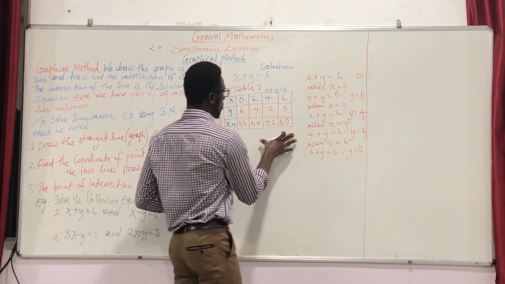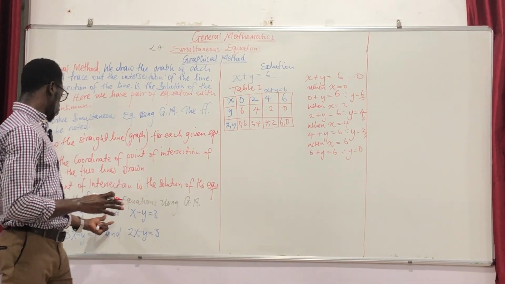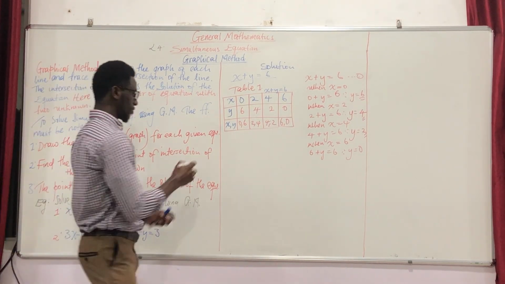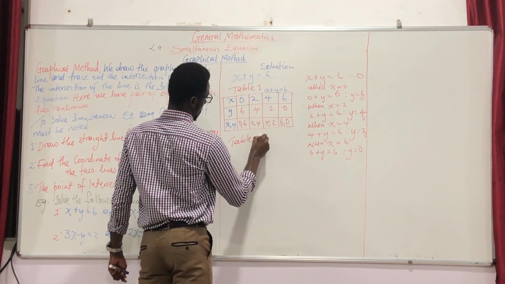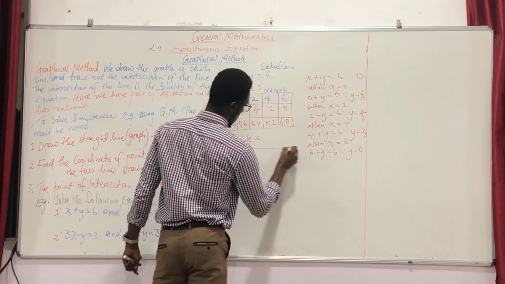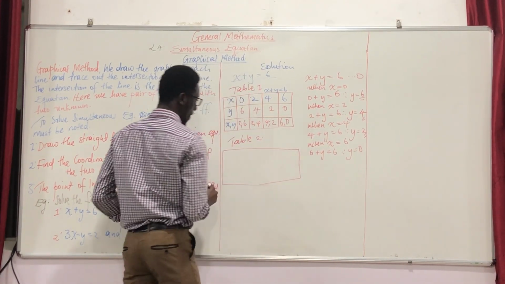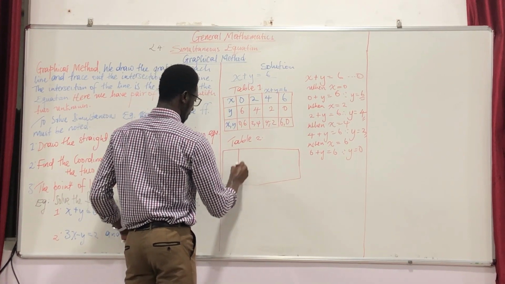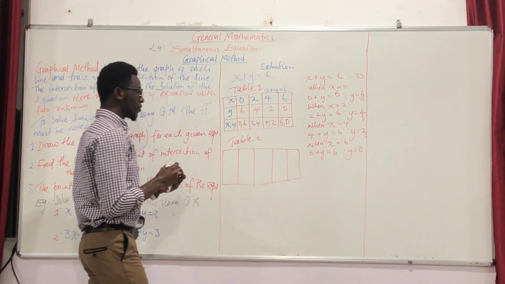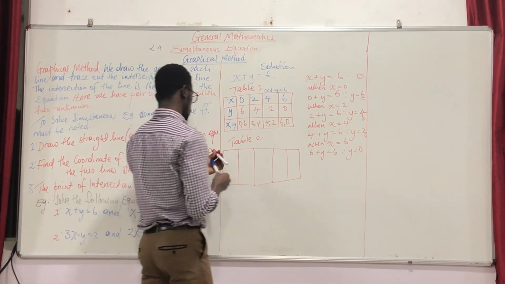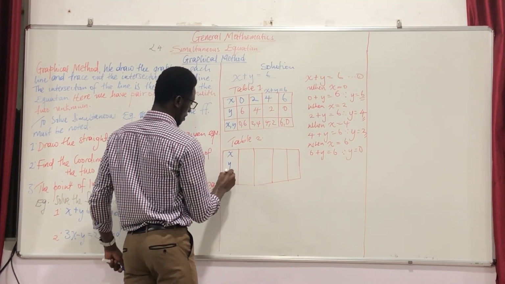Now let's plot again table 2. First, let's solve for table 2, then we plot our graph. So table 2 is x minus y equals 3. We use the same method. Here we can let x be 1, 2, 3, 4. So we have our x, y, x, y.